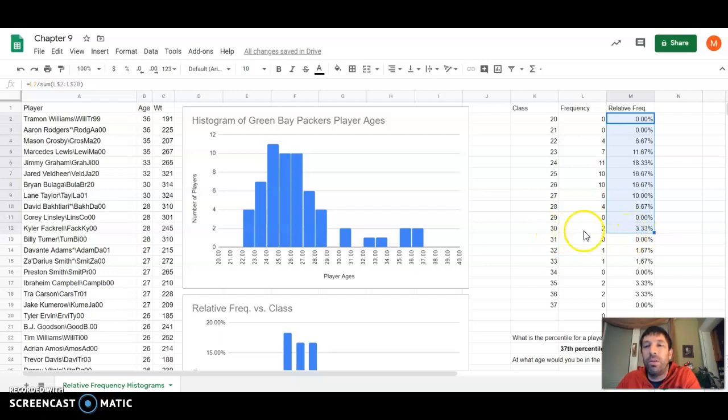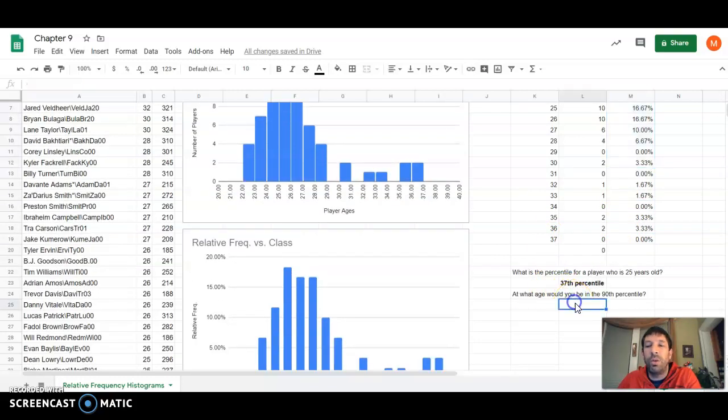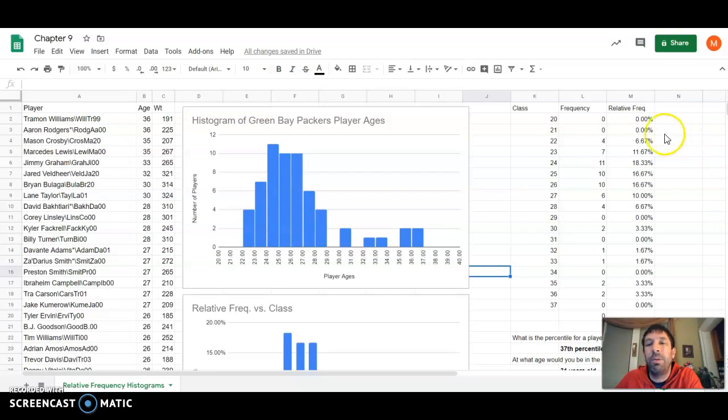So at 30 years old, 90% of the players are 30 years or younger. So we would want the next age above that, which is 31. So even though we don't have anybody who is 31 on the Green Bay Packers, somebody who is 31 years old would be in the 90th percentile. Okay? That means 90% of the players on the team would be younger than them.